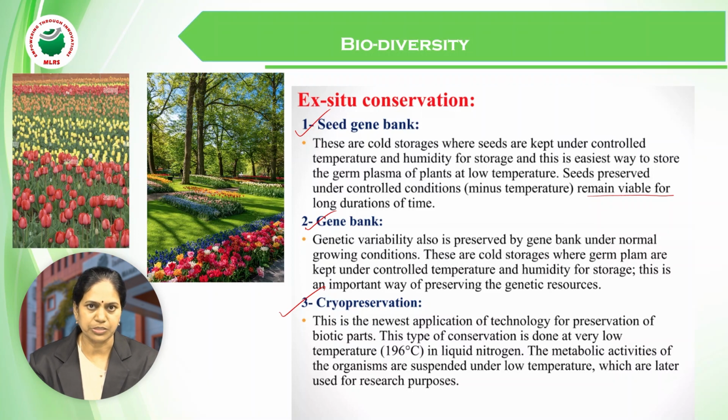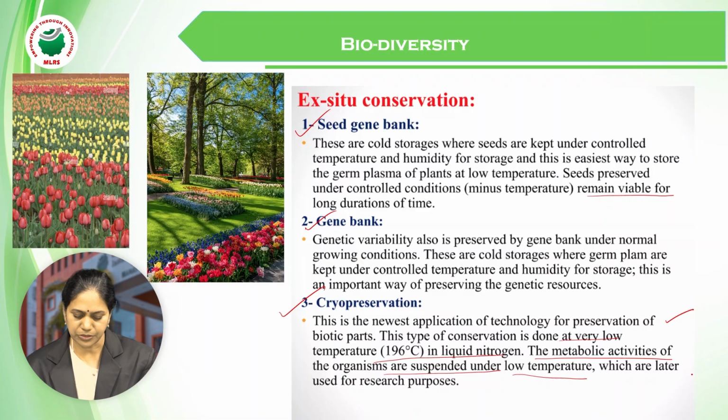Next, we come to cryopreservation. This is the newest application of technology for preservation of biotic parts. This type of conservation is done at very low temperatures, especially minus 196 degrees centigrade under liquid nitrogen. The metabolic activities of the organisms are suspended at low temperature, and they are later used for research purposes.